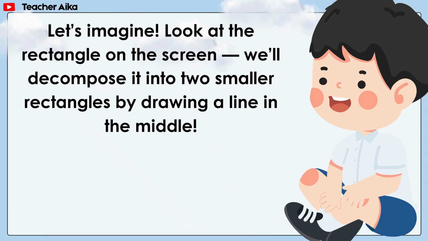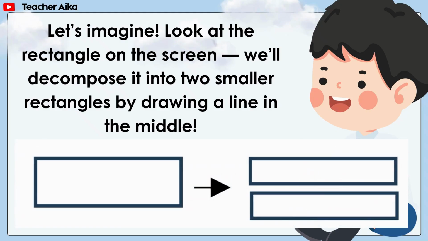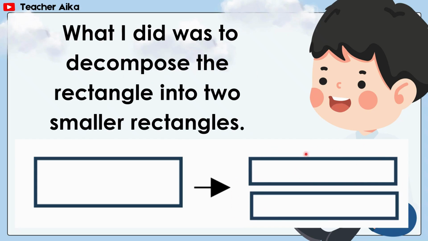Let's imagine. Look at the rectangle on the screen. We'll decompose it into two smaller rectangles by drawing a line in the middle. And this is what it looks like. What I did was to decompose the rectangle into two smaller rectangles. So we have one rectangle, two rectangles.